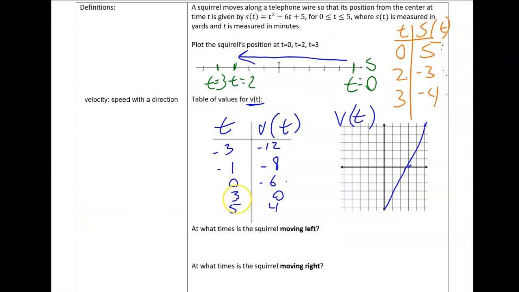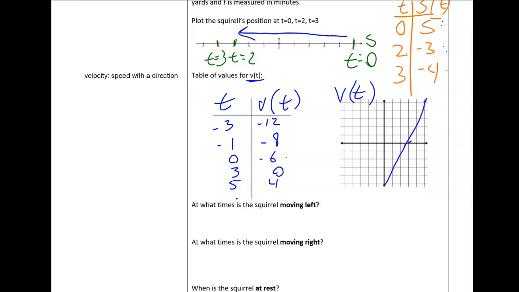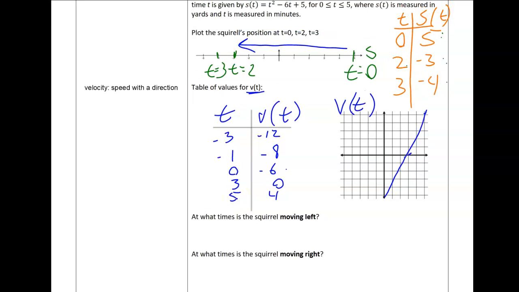So the questions are, when is the squirrel moving left? And when is the squirrel moving right? So we're kind of figuring out when this squirrel changes directions. Well, we already know the squirrel was moving left at 0, 2, 3 for t, right? So that was here, here, here. And notice those are all values where my velocity is negative. So moving left is wherever v of t is less than 0.